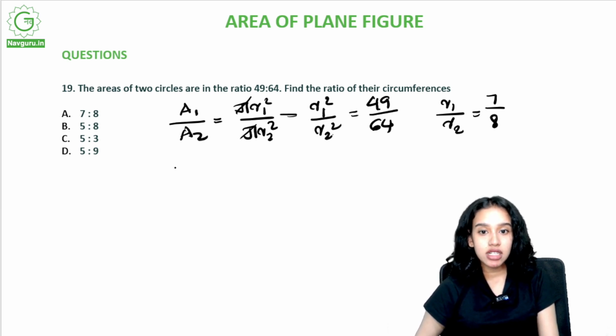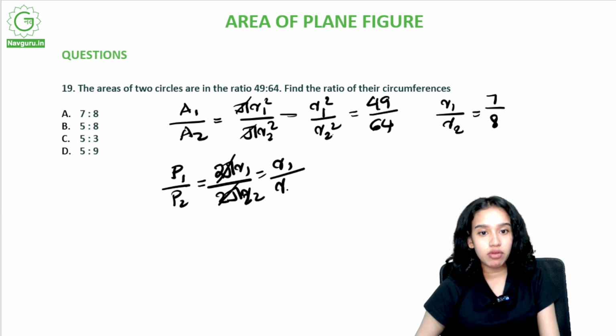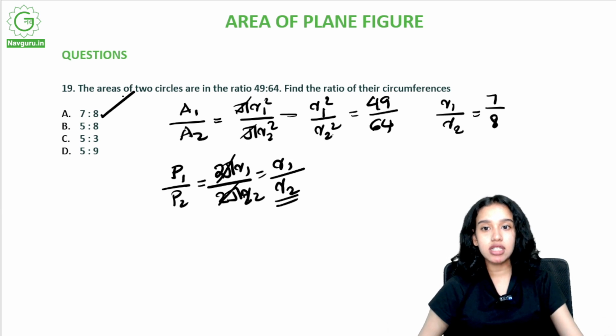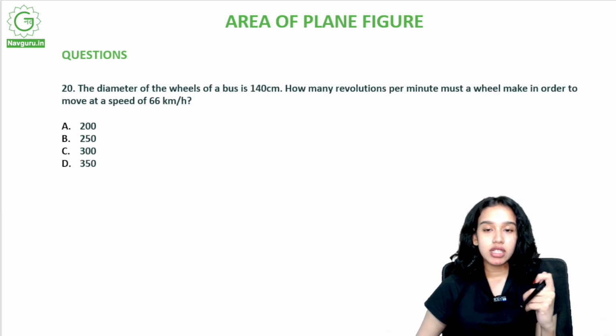Now when we consider the perimeters of the first and second circle, this would be equal to 2 pi r1 by 2 pi r2, right? So this 2 pi and 2 pi would cancel out. Perimeters would be in the ratio r1 to r2, which is 7:8. That's the answer, 7:8. Now the next question.